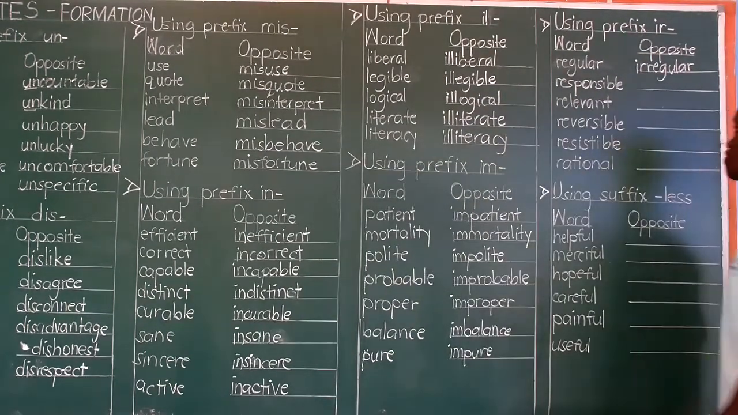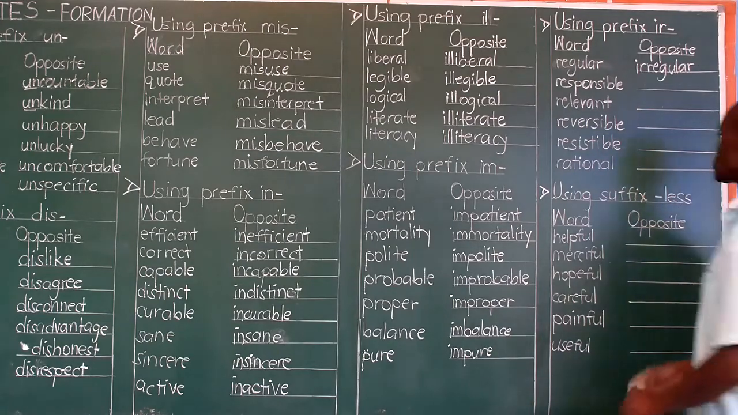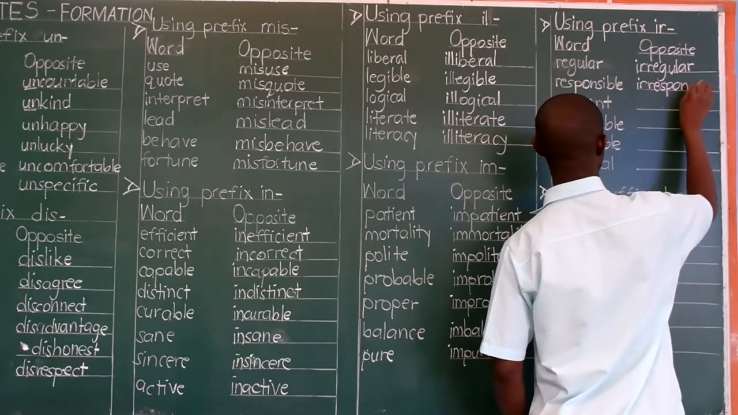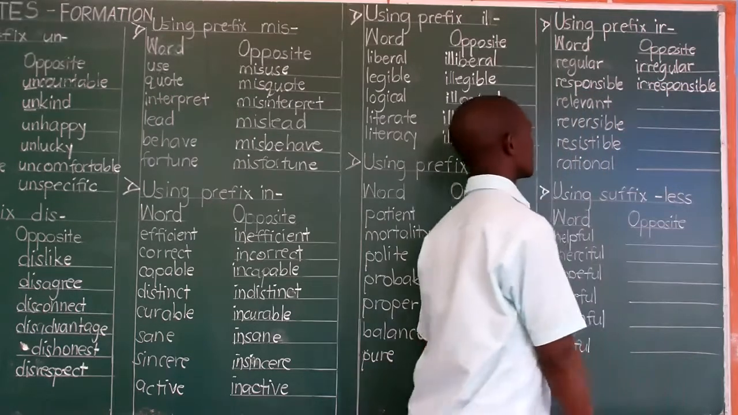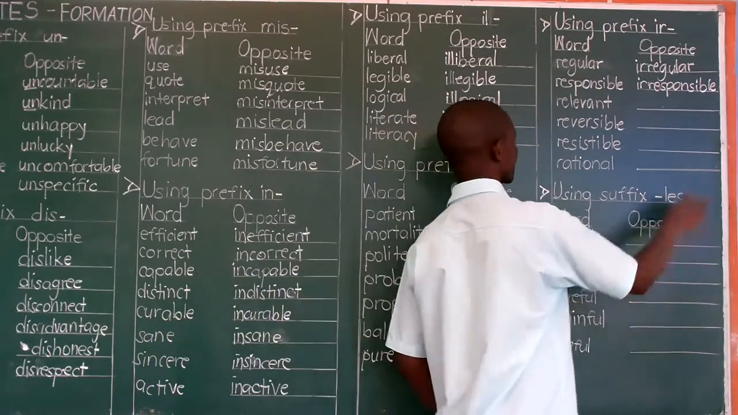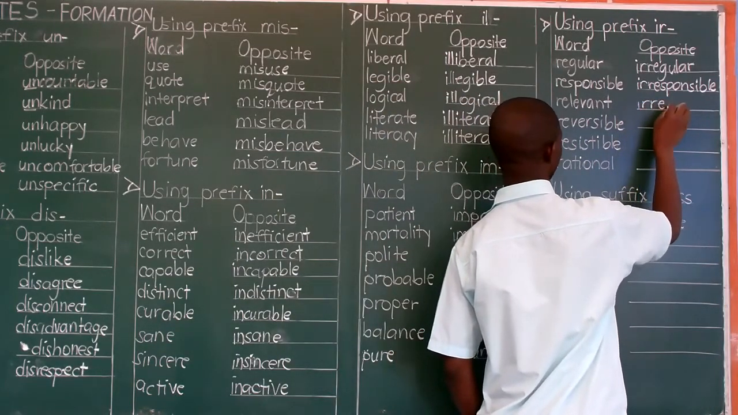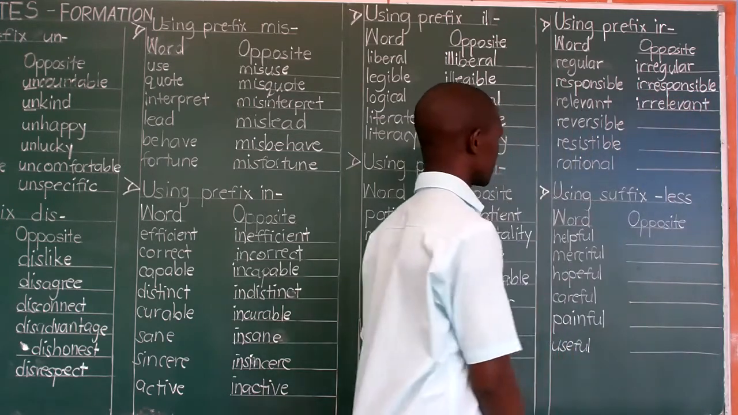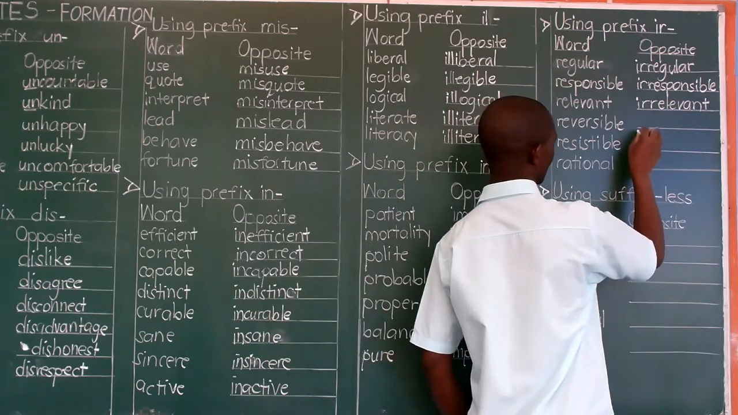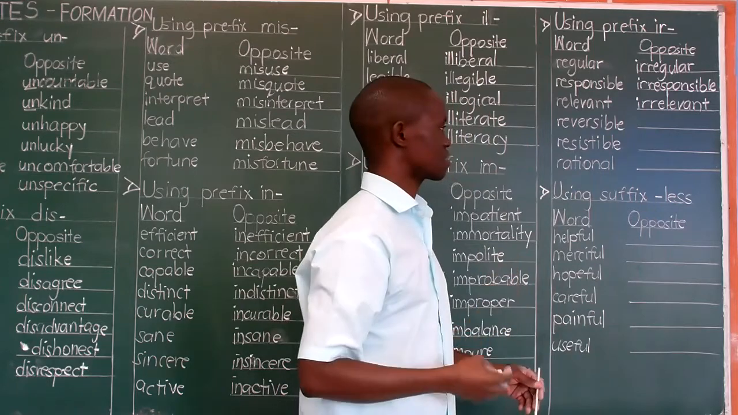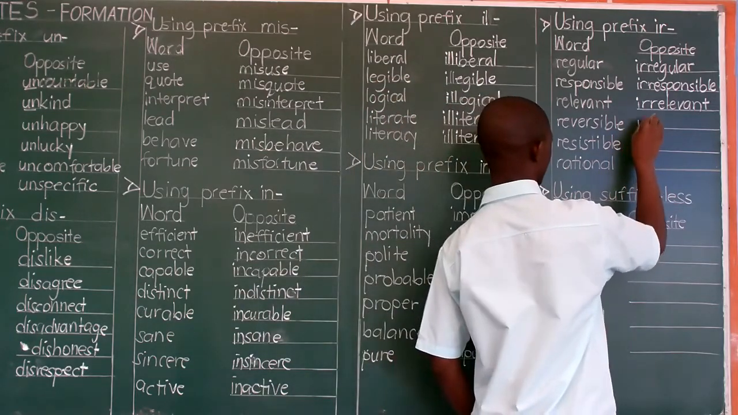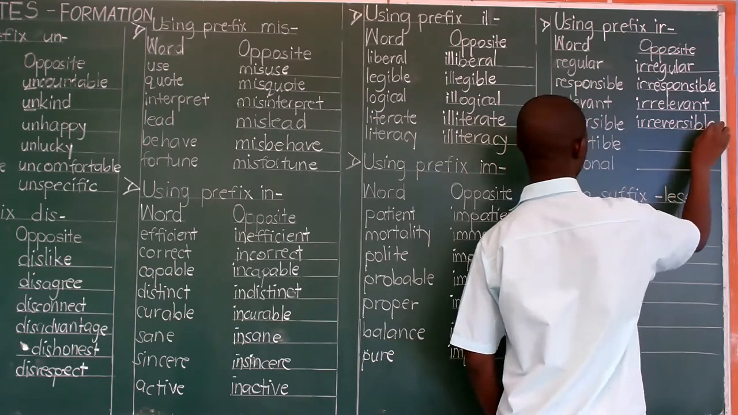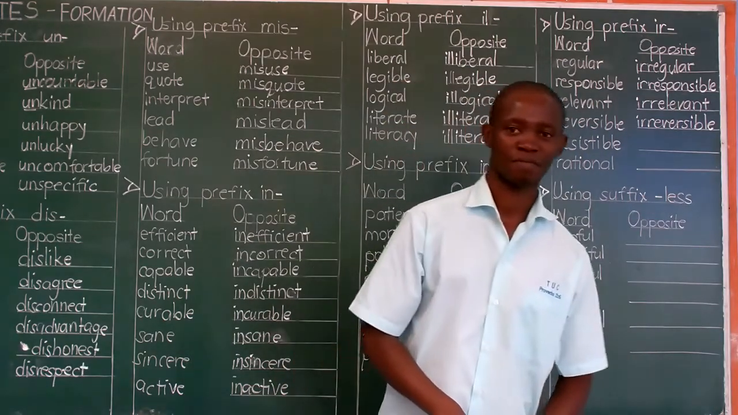Small letters, no full stop. Then, responsible. Opposite, irresponsible. Relevant. What you're saying is not relevant, it is irrelevant. Double R. Irrelevant. Lasting, not lasting. Reversible. What is reversible can be reversed. The opposite of reversible is I-R-E-V-E-R-S-I-B-L-E. Irreversible.